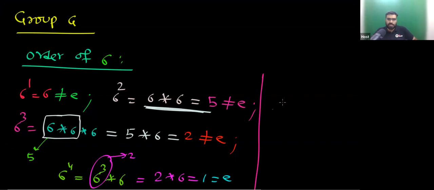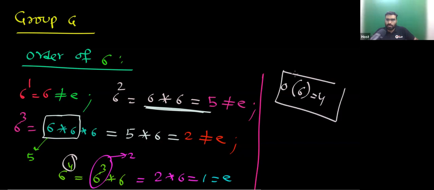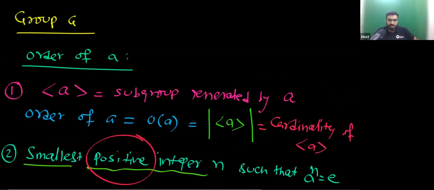So what is the order of 6? The order of 6 is equal to 4. Very simple, right? This is how you can do it. Just apply the order definition, nothing else: the smallest positive integer such that you get the identity element.